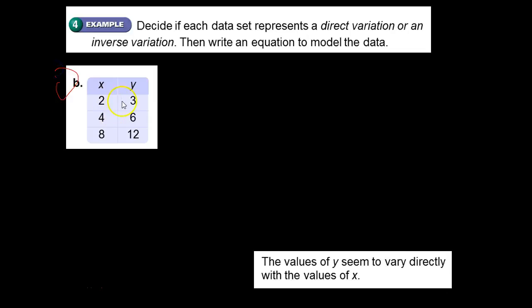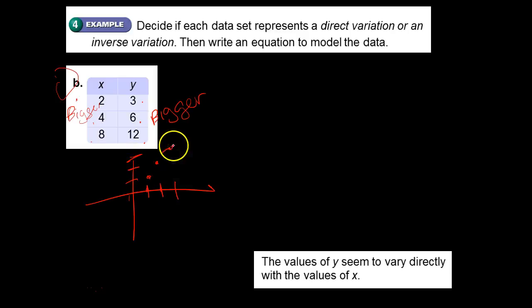My next example, example B here. So my x's, let's just take an observation. What do we see? X is going from 2, 4 to 8. X is getting bigger. And as my x gets bigger, y is getting bigger as well. So let's draw what that looks like. As my x's are getting bigger, my y's are getting bigger. So I know that's going to create my straight line, somewhat straight. So I know this is a direct variation.